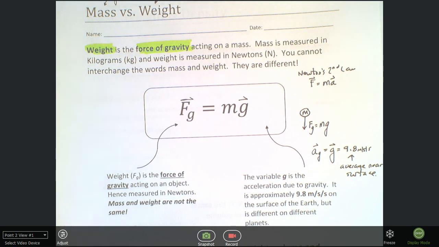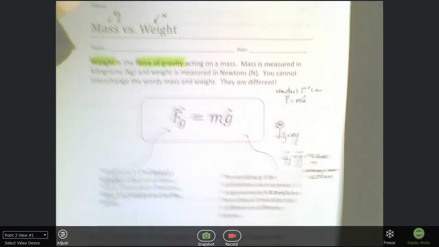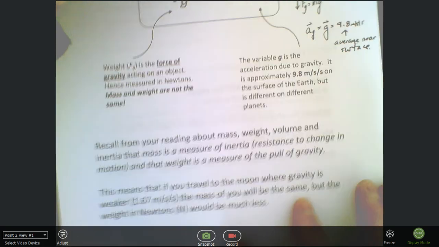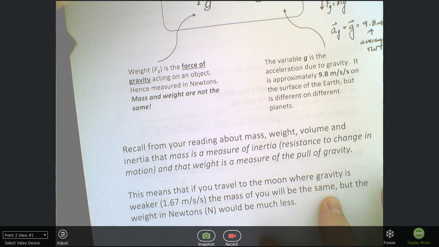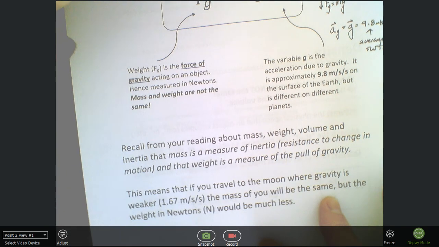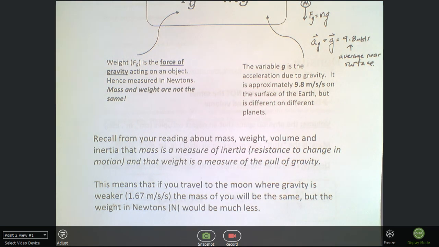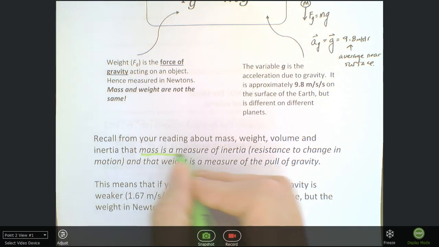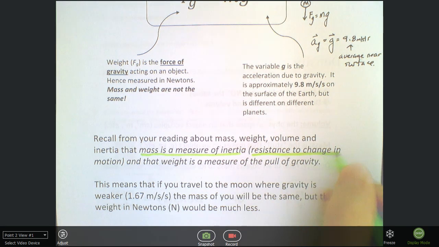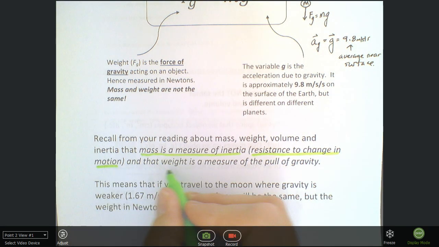Now, here's the neat thing about it. I wrote this at the bottom here. And again, in that first video that you watched, it would have been fully explained as well. It says, recall from your reading about mass, weight, volume, and inertia, that mass is a measure of inertia. And that was also in the video. So mass is a measure of inertia, or the resistance to change in motion. And weight is a measure of the pull of gravity.